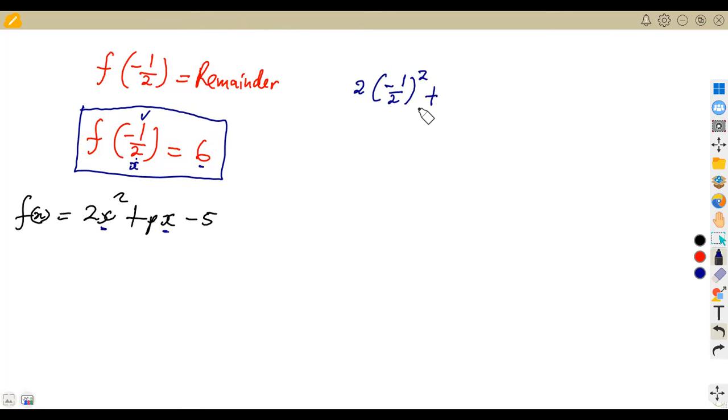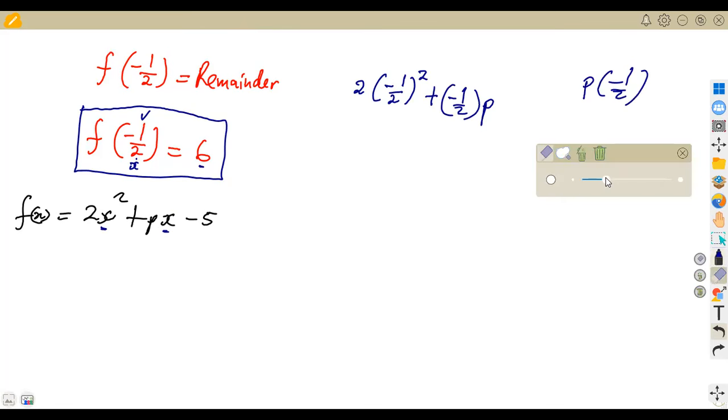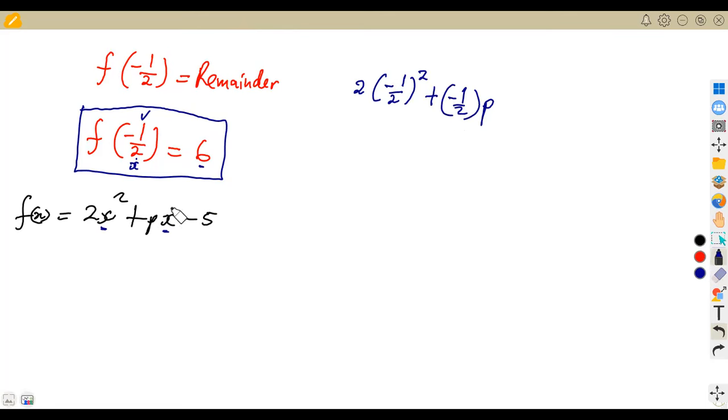Plus px. So this px is simply p times minus half x. So you can write minus half times p, or you can write p times minus half. It's one and the same thing. So you can just start with minus half as long as this is your x. All right. Then we have got what?